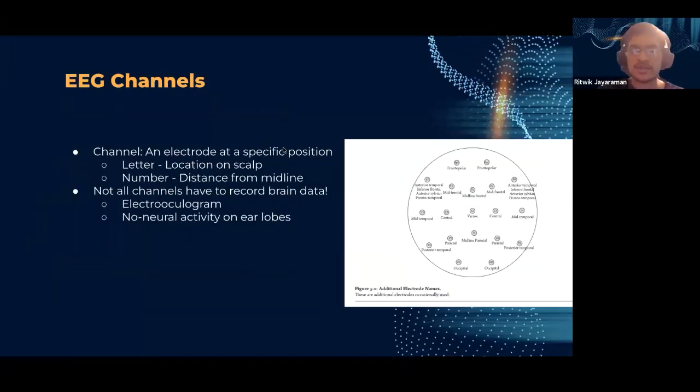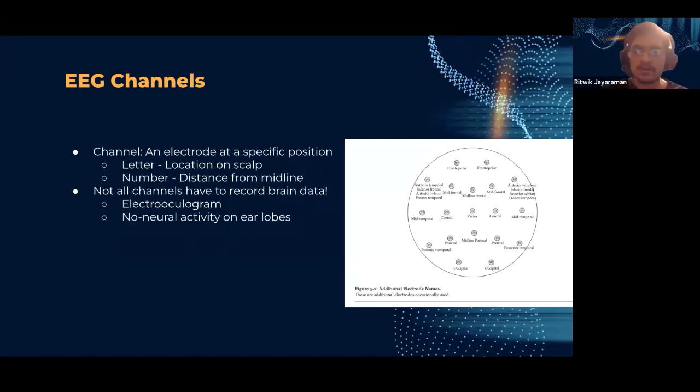Now for EEG channels. As mentioned before, EEG uses things such as electrodes in order to record electrical signals at various parts of the brain. And a channel is an electrode at a specific position on the brain, and it's usually denoted by two things. First is by the letter, and this denotes the location on the scalp. So for example, those towards the center tend to be called like midline or vertex, while those in other parts of the brain, such as occipital and temporal, are placed around the other parts.